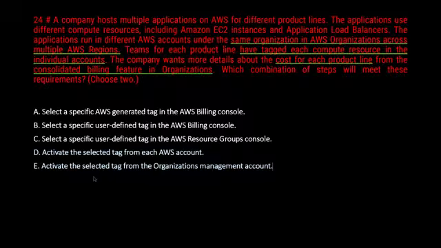The first step in using a tag is that you need to first activate it, and only then can you use that specific tag in the billing console to look at the amount or cost. So the first option is to activate the selected tag from each AWS account. Well, first things first, you cannot do this. You can do it, but it has to be done at an organization level, because this particular tag is used by other accounts as well, right?